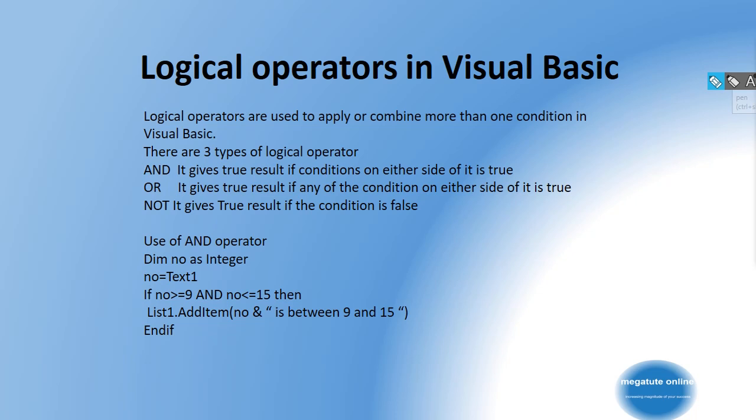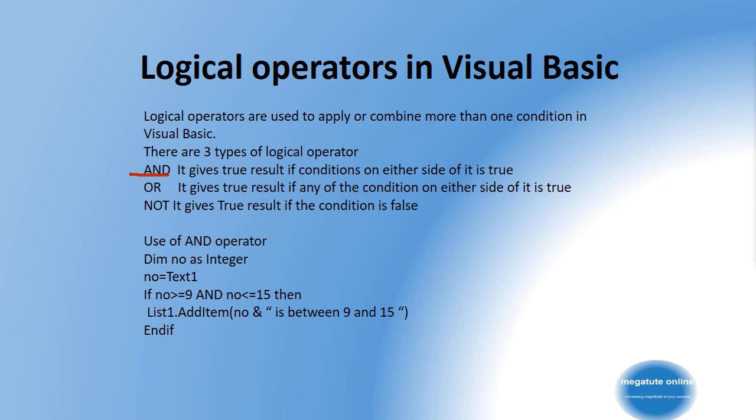The first logical operator is AND. As it is written, it gives a true result if the condition on either side of it is true. As I just told you, logical operators are used to combine more than one condition. Two conditions, three conditions, four conditions, they combine them together, right? So when you put an AND operator along with all the conditions, it will only give you a true output when all the conditions are true. When we do it practically, you'll understand it better.